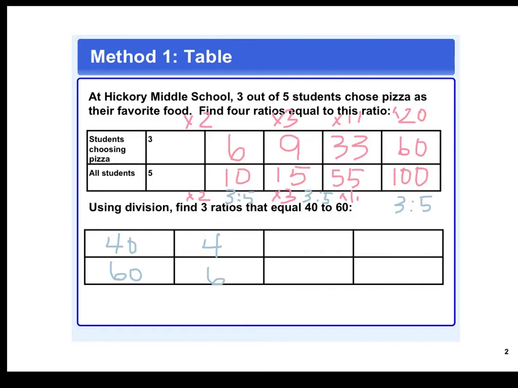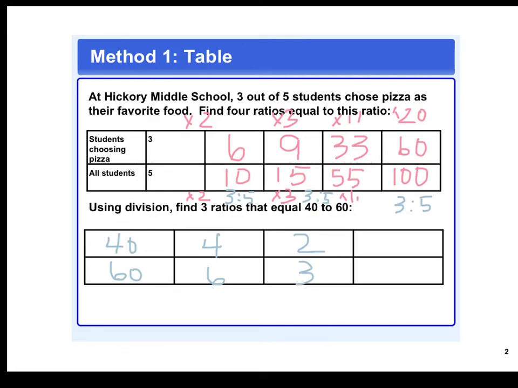Notice again, if I write 40 to 60 in lowest terms, well, I can divide it even farther. I could divide each by 20. So let's say I divide 40 by 20. Well, 20 is going to go in twice. 20 is going to go into 60 3 times, so 2 to 3 is an equivalent ratio. Again, I notice that 2 to 3 and 6 to 4 are equivalent as well. All the ratios that I create here should be equal.